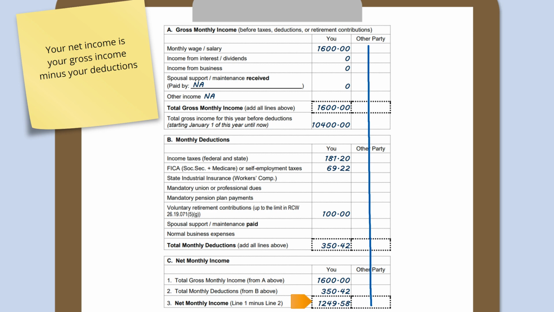If you are filling out the other party's income, pause the video now and repeat these steps for the other party column. Again, you are not required to fill out the other party column for the modification process to continue. Great work so far. If you need a break, feel free to pause the video. Otherwise, let's keep going.